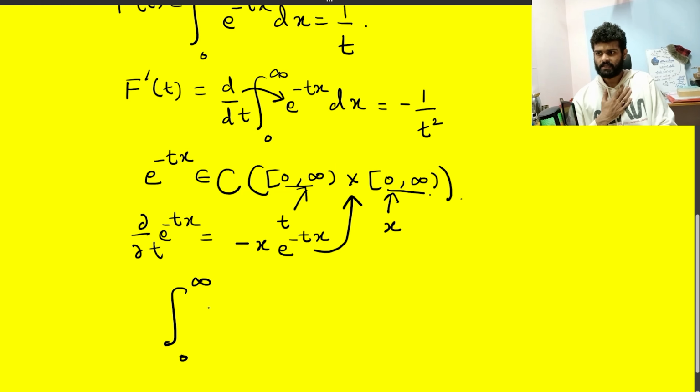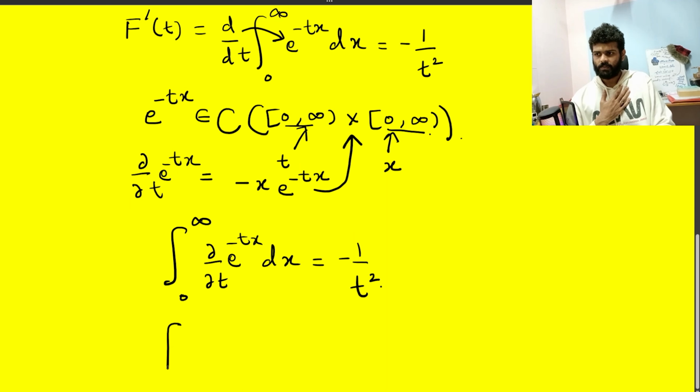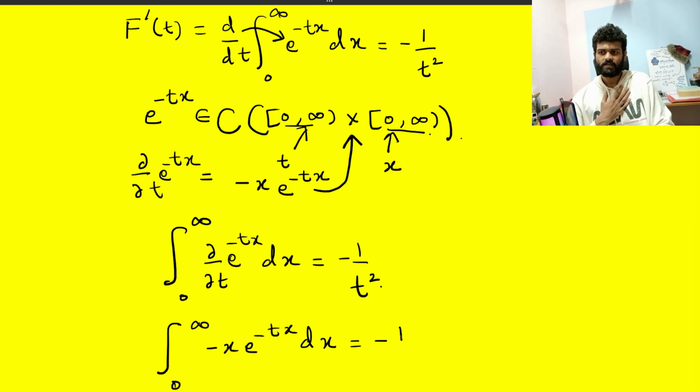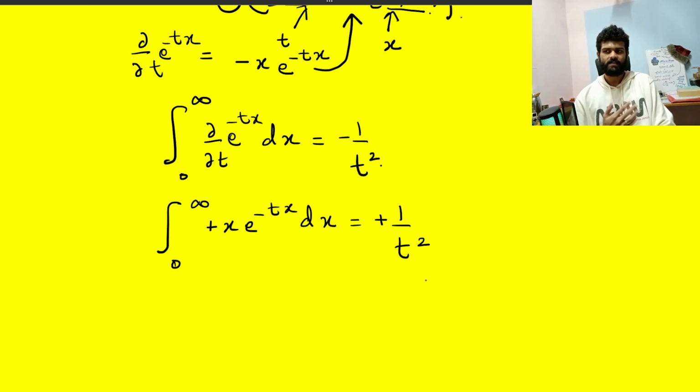So let's take the derivative inside the integral. It's the partial derivative of e to the power minus tx dx, and this is going to be minus 1 by t squared. So the derivative will be the integral 0 to infinity of minus x e to the power minus tx dx, and this is minus 1 by t squared. Now you can cancel the minus signs, so this becomes plus. And so what you have is the integral 0 to infinity x e to the power minus tx dx is equal to 1 by t squared.